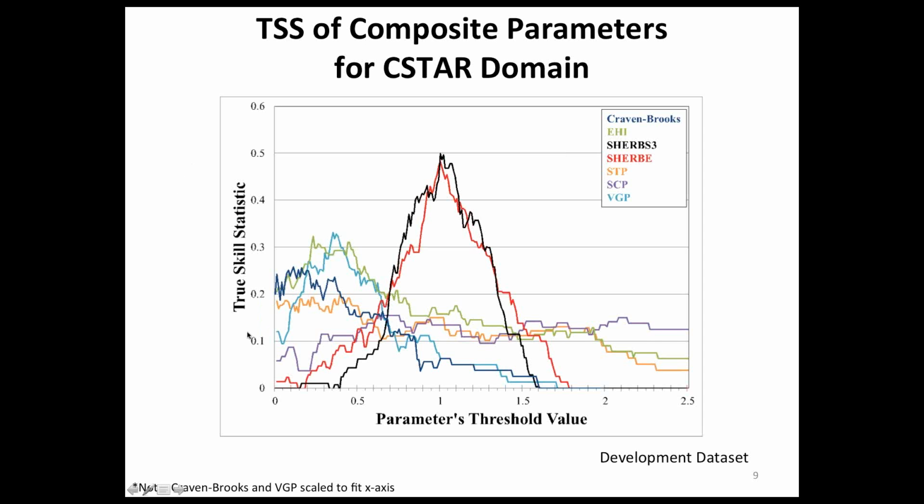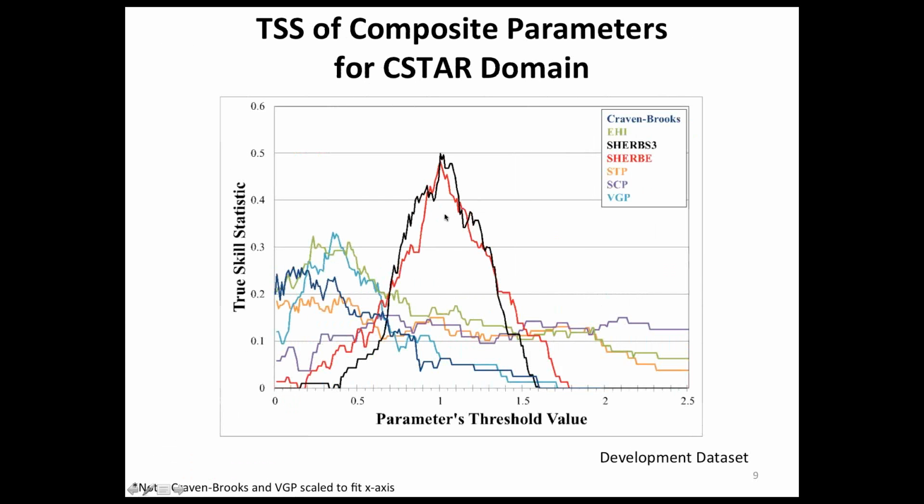Now this is a plot here with the true skill statistic on the y-axis and different threshold values for the given parameters on the x-axis. And first of all, the true skill statistic is essentially the difference between the probability of detection and the probability of false detection. And this plot shows, as I mentioned, TSS on the y-axis, threshold value on the x-axis. So here I mentioned that the Shear S3 and Shear B were designed to have optimal thresholds of 1. So you can see their maximum TSS is at a value of 1, and it will decrease downward with lower values and also upward with higher values.